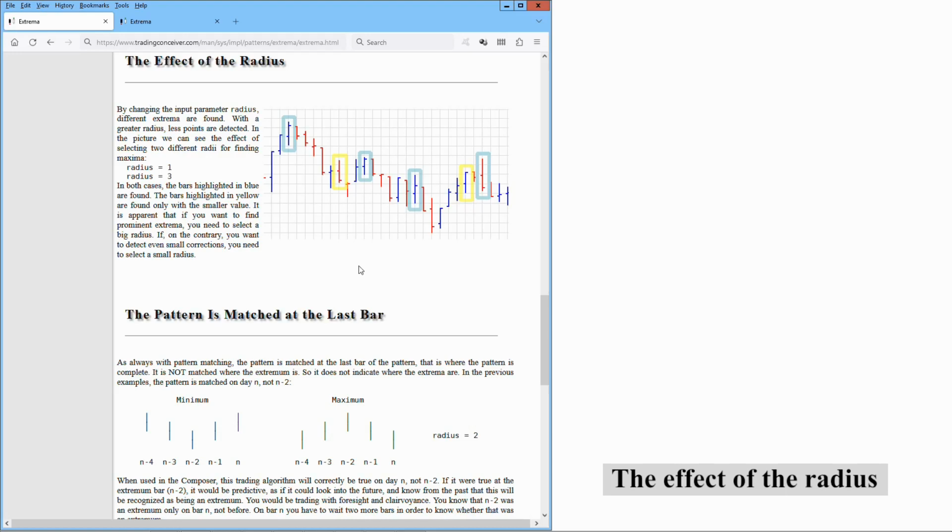By changing the input parameter radius, different extrema are found. With a greater radius, fewer points are detected. In the picture, we can see the effect of selecting two different radii for finding maxima, radius 1 and radius 3. In both cases, the bars highlighted in blue are found. The bars highlighted in yellow are found only with a smaller value. It's apparent that if you want to find prominent extrema, you need to select a big radius. If on the contrary you want to detect even small corrections, you need to select a small radius.